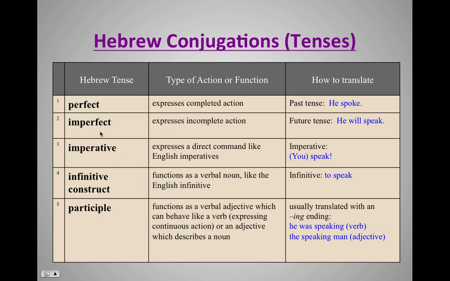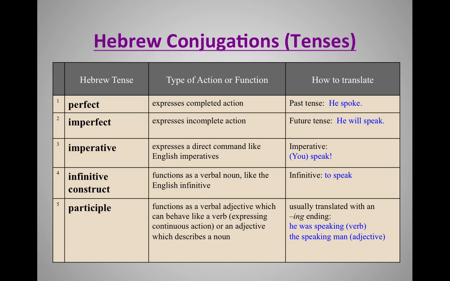Secondly, we have the imperfect conjugation or tense in Hebrew. The imperfect conjugation is the exact opposite of the perfect conjugation. It expresses what we call incomplete action. What that means exactly is that it's an action that has yet to come to an end or to begin. We often then will translate imperfect verbs or the imperfect tense in our English future tense. So I could say he will speak. The action has not come to an end, and so we think of it as a future action.